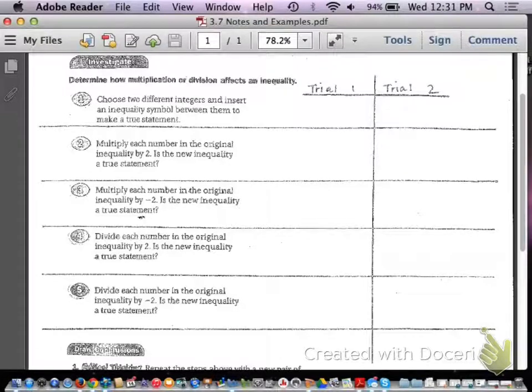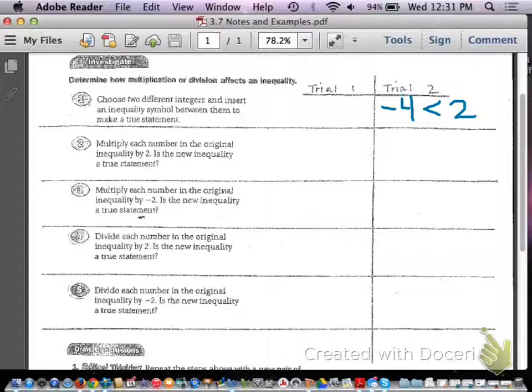For this activity, you are asked to come up with, in step 1, 2 different integers and insert an inequality symbol between them to make a true statement. If I pick 2 even integers, it could be -4 and 2. Okay, 2 even integers. And then the inequality symbol I would put between them is less than, because -4 is less than 2.